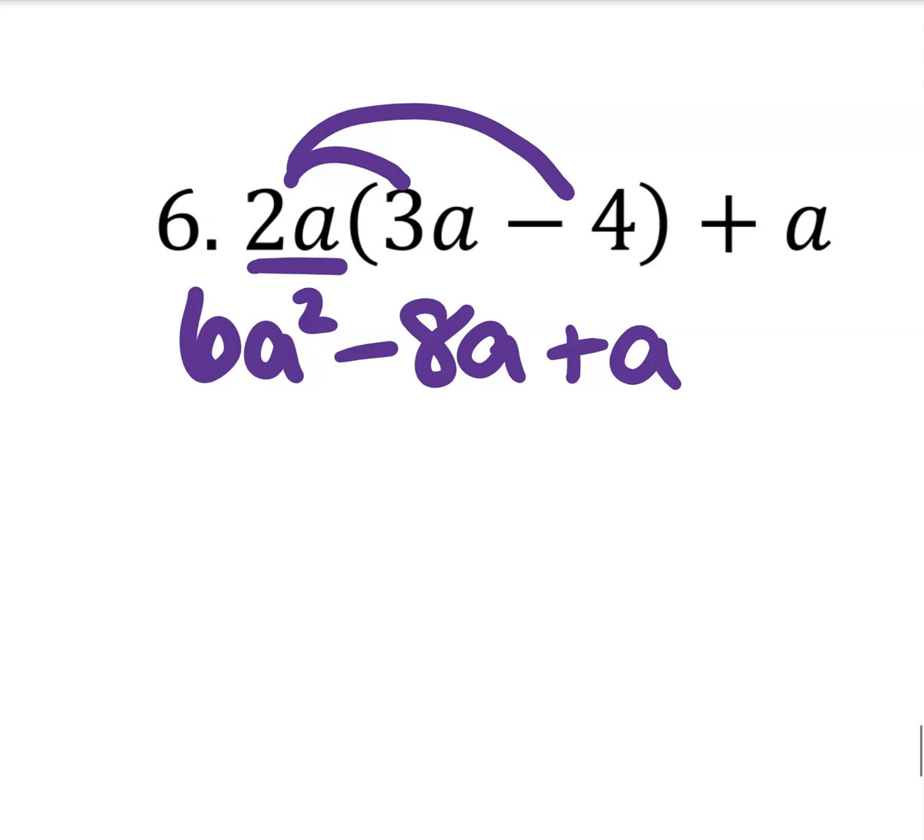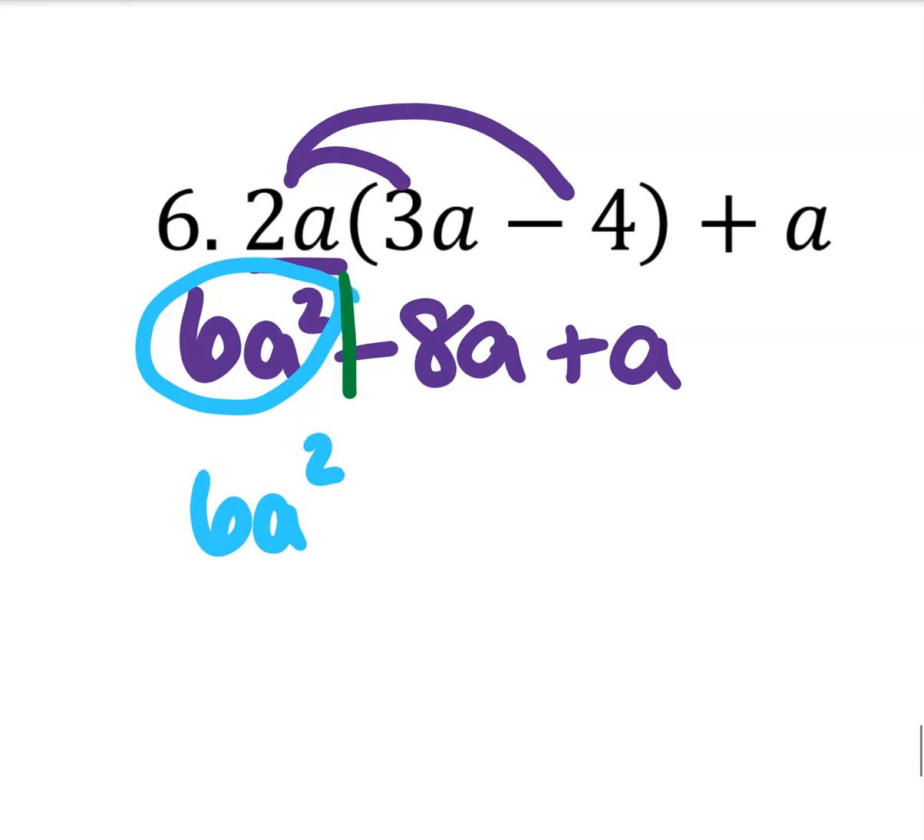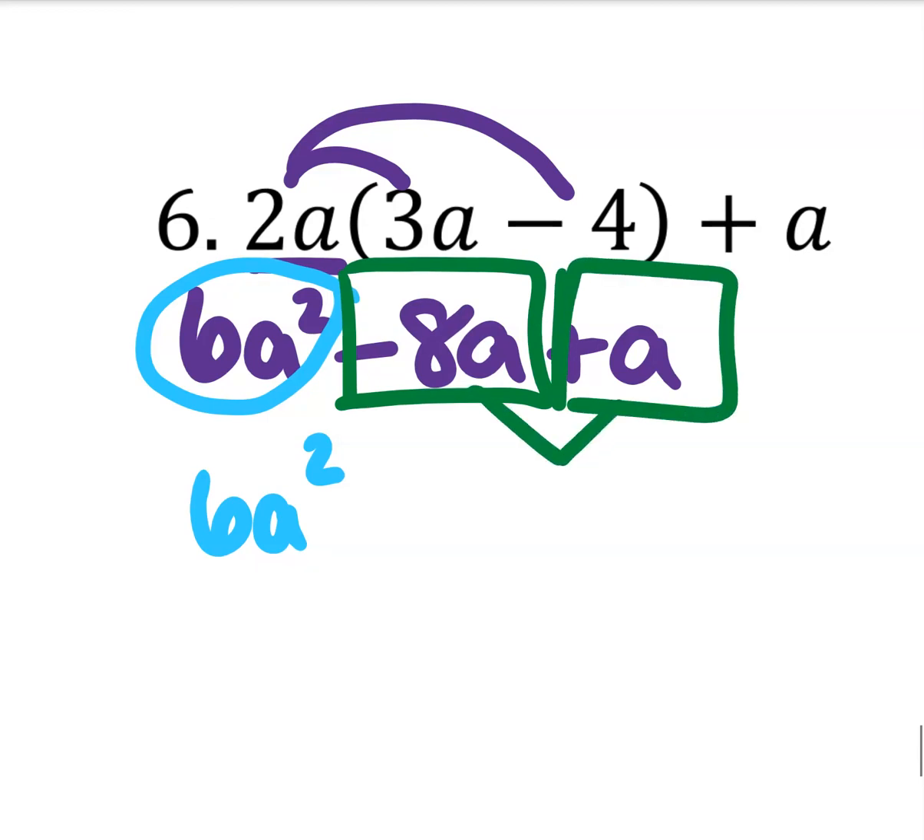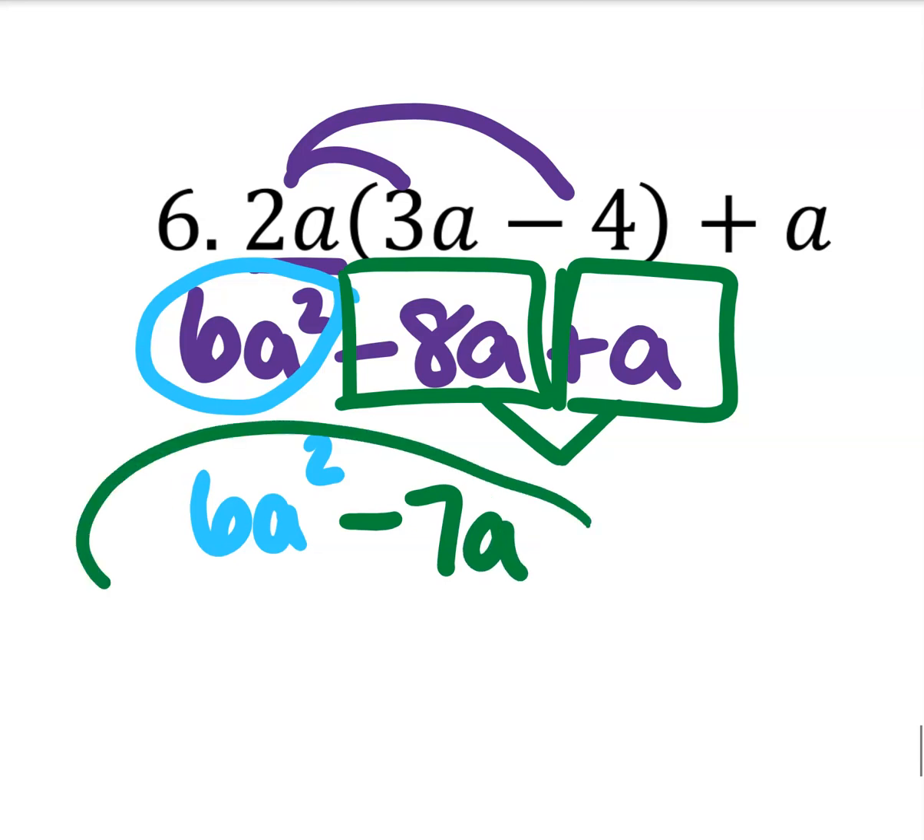All right, like terms. So the first thing I have is I have 6a squared. And I got nobody, right? Because yes, they have the same letter. They have the a's, but there's no squares. So 6a squared is by itself. Nobody to combine with. Box these guys. -8a plus a is -7a. And that's good right there.